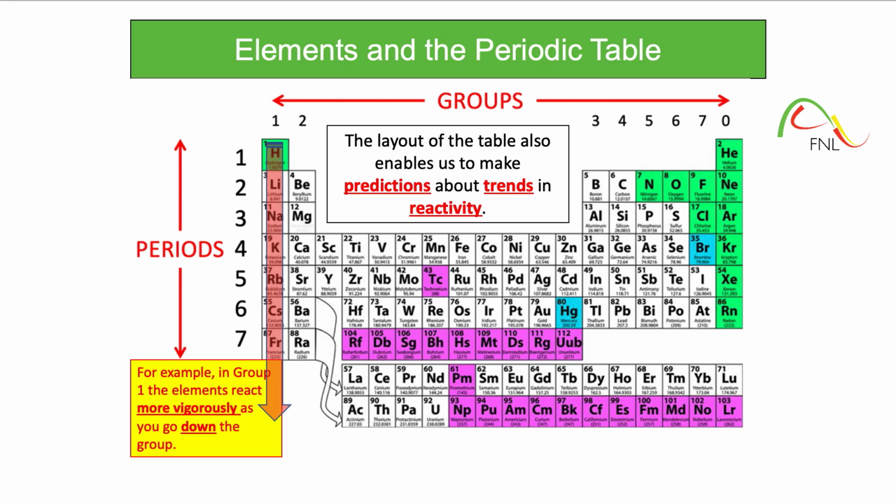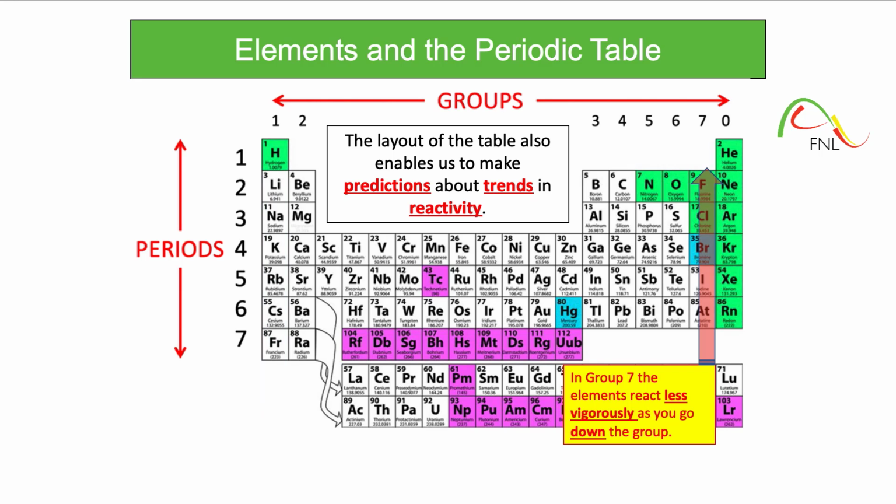The layout of the table also enables us to make predictions about trends in reactivity. If we look at group 1, for example, now these react with water. Let's ignore at the moment hydrogen. Okay, we're going lithium, sodium, potassium, rubidium, cesium, francium. Now all of those react with water. Lithium, which is here, lithium will just sort of fizz a little bit with water. Potassium might react quite vigorously with water and burst into flames. But coming down to francium, now francium is highly reactive with water. When francium reacts with water, there'll be a huge explosion. You wouldn't want to get in the way of it.